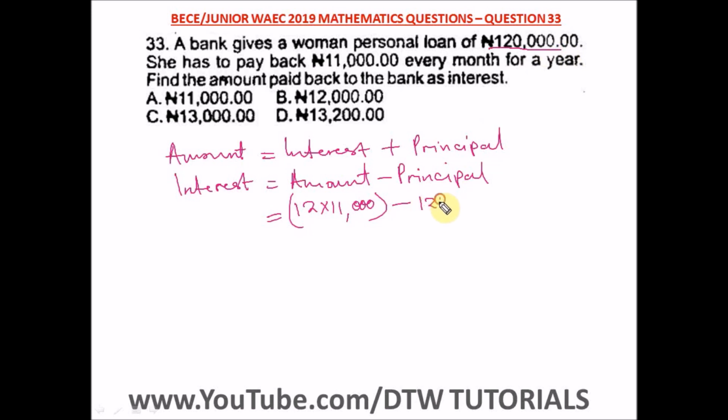120,000 naira. So we have 120,000. So 12 times this, we're going to get 132,000 minus 120,000. And what is 132,000 minus 120,000? We're going to have what?